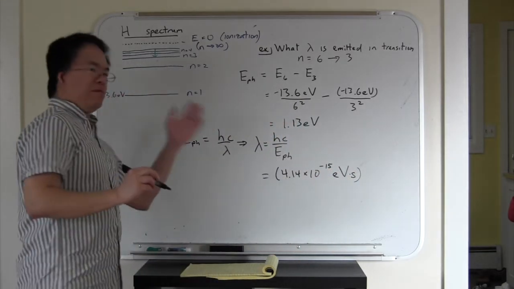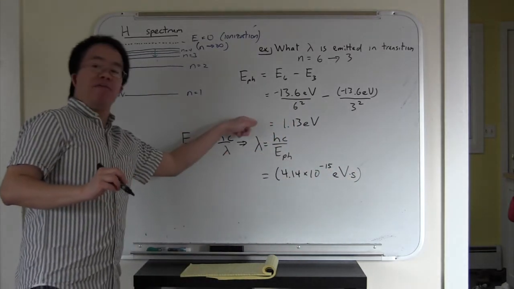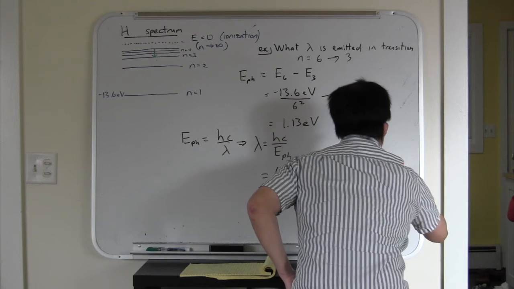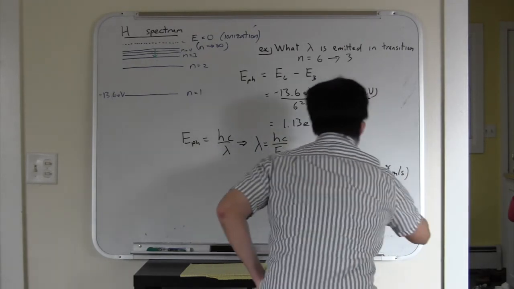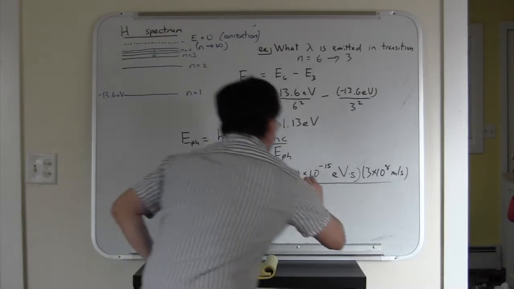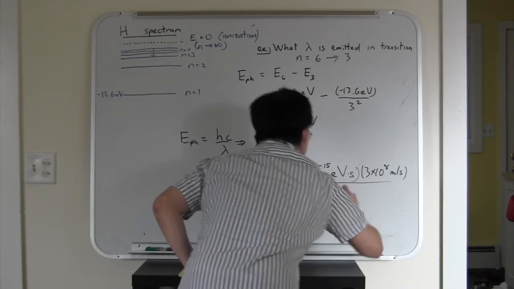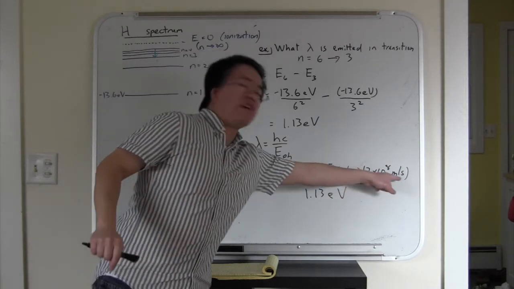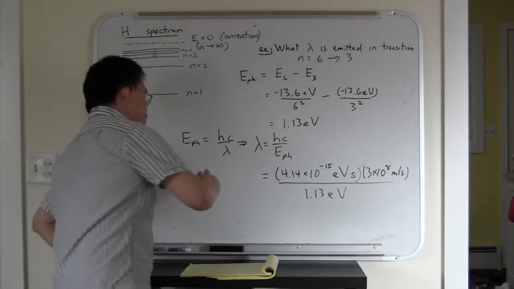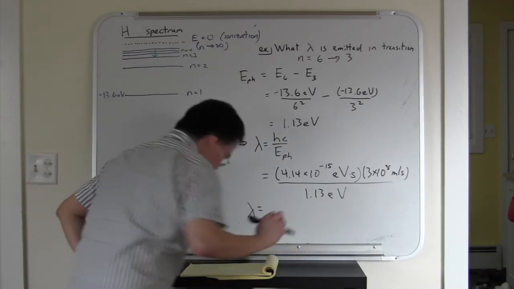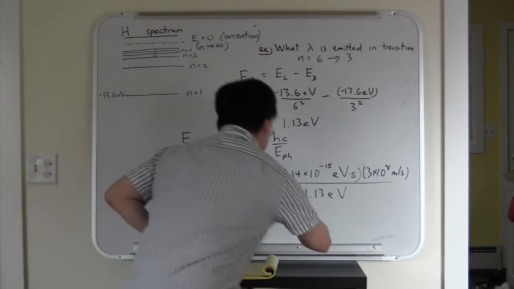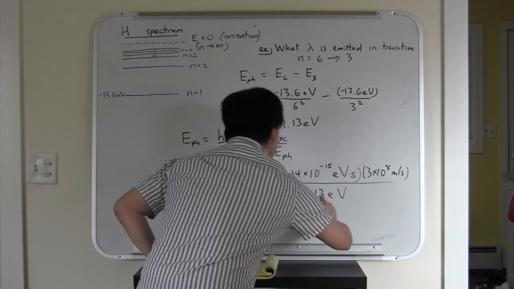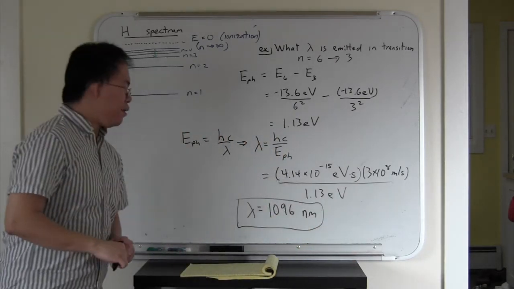And then, since we have an energy in electron volts, that'll cancel. So we have 3 times 10 to the 8 meters per second here, divided by 1.13 electron volts. Let's check: electron volts cancel, seconds times 1 over seconds. We do, in fact, have meters here. And so that leaves me with a wavelength of 1096 nanometers. So something in the near infrared.